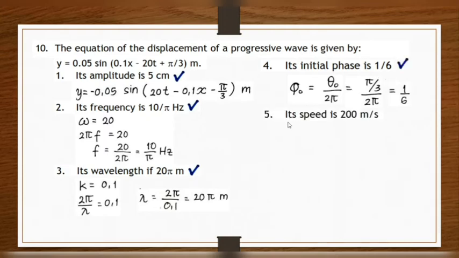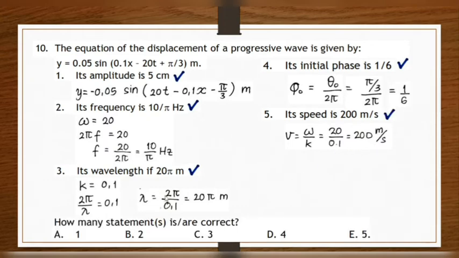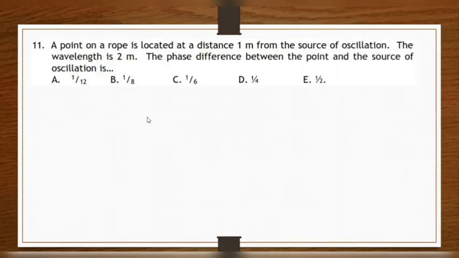The fifth one, its speed is 200 meters per second. We can find speed from the equation v equals omega over k. The omega is 20 and the wave number is 0.1. So it is equal to 200 meters per second. So this statement is also correct. So how many statements are correct? There are 5 statements correct. The answer is E.